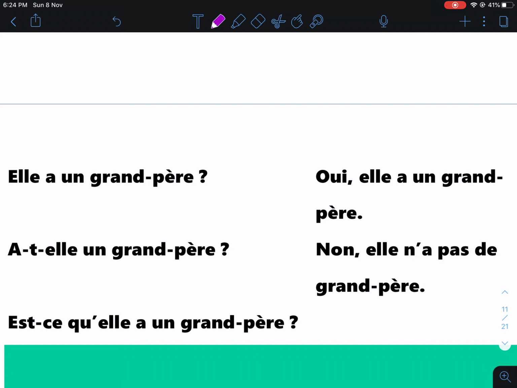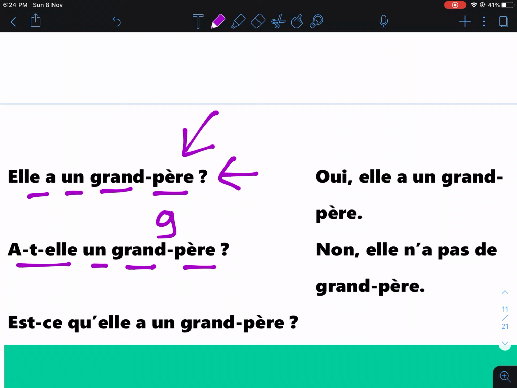Okay, so now let's move to this one. You have un grand-père. Un grand-père is grandfather. This is asking whether she has a grandfather. So, elle a un grand-père. A-t-elle un grand-père? Grand, like you have G. A-t-elle un grand-père? Est-ce qu'elle a un grand-père?